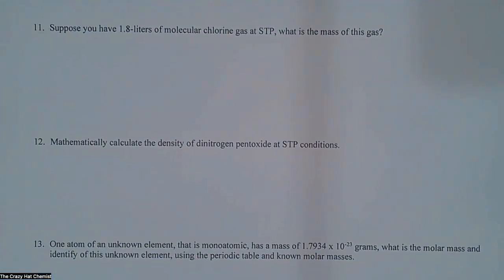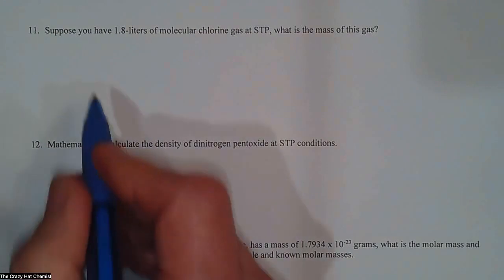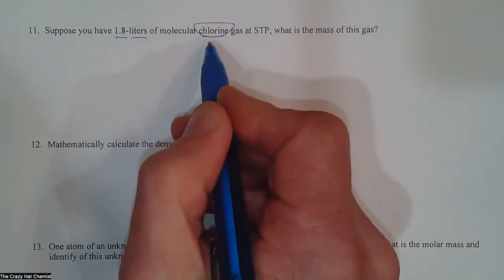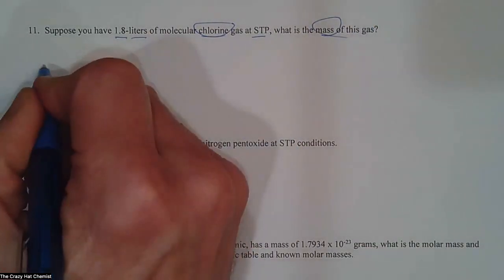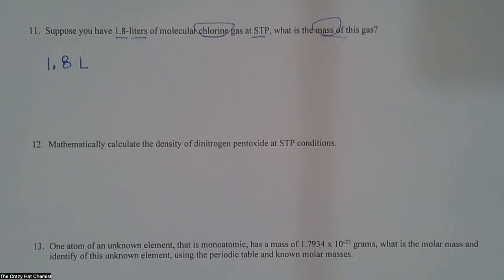So next piece of paper here, and that is starting off with number 11. So pop this up here. Here we go. Straighten that out a bit. Awesome. All right, so it says we have 1.8 liters of molecular chlorine gas at STP. What is the mass? So 1.8 liters of chlorine gas.